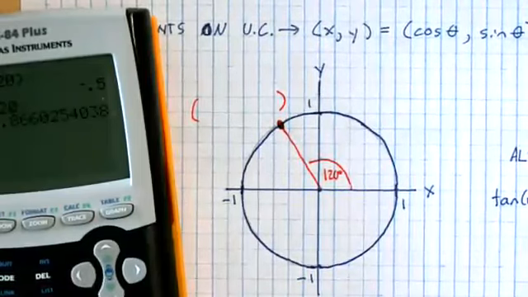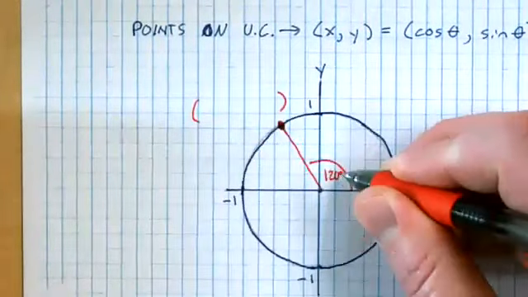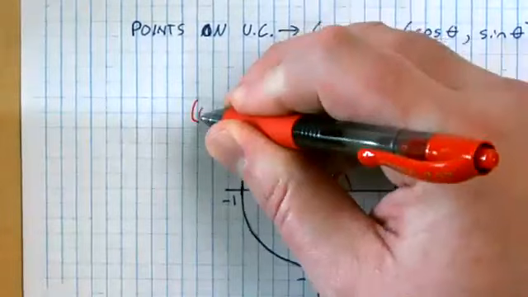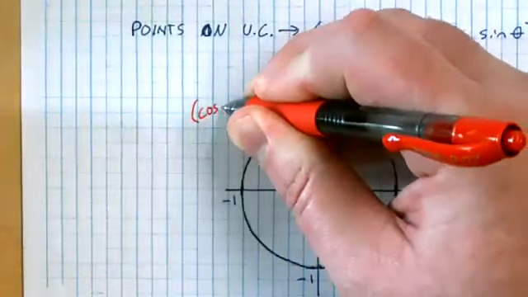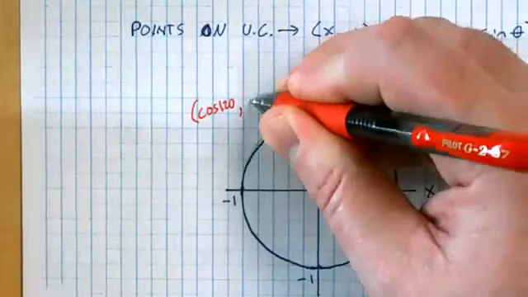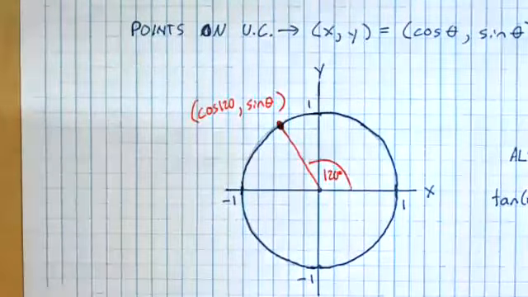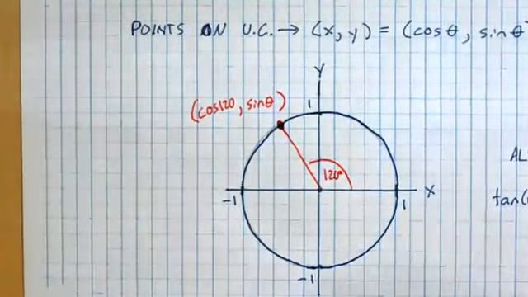This is going to be true for anything. So it turns out that when you pick a point on the unit circle, whatever that angle is, your x coordinate of that point is going to match the cosine of that angle. In this case, it was 120 degrees. And your y coordinate is going to match the sine of that angle, which I put theta, but I meant to put 120 there. Fix that.